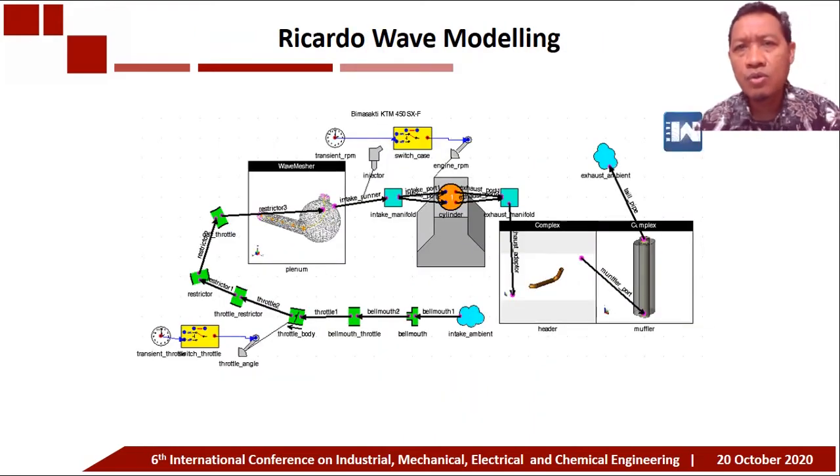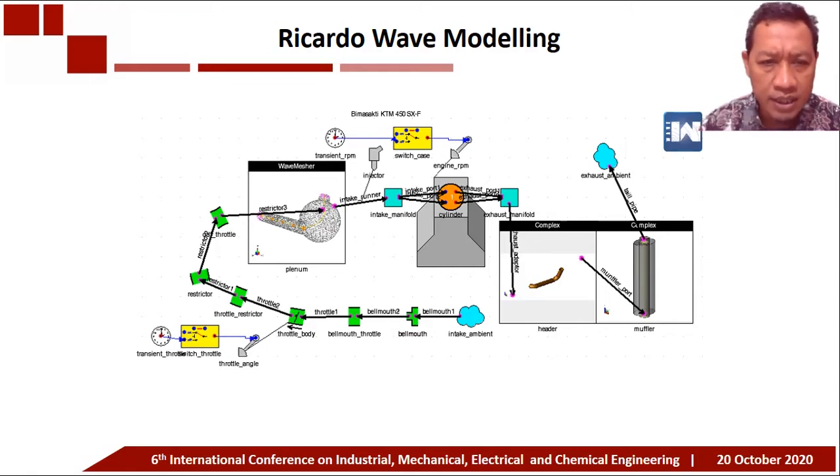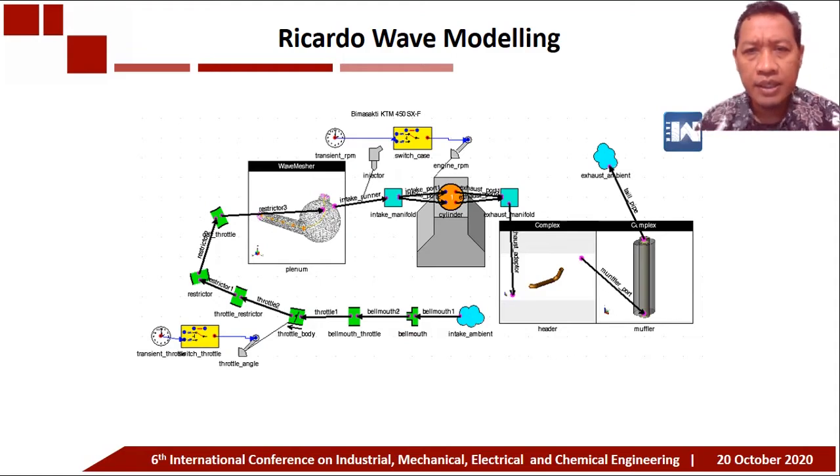This picture shows a schematic of the modeling in the Ricardo Wave simulation. Start from intake ambient, bellmouth, throttle. In this component we can set the throttle angle and restrictor, throttle, plenum, intake manifold. Before the intake manifold, there is an injector, and after that the intake port, and in this component we can set the engine RPM. Then enter the cylinder and exhaust port, exhaust manifold, header, muffler port, muffler, tailpipe, and the last exhaust ambient.